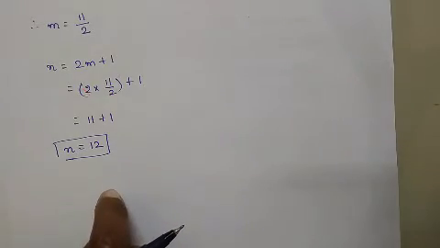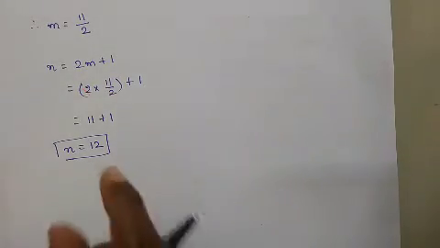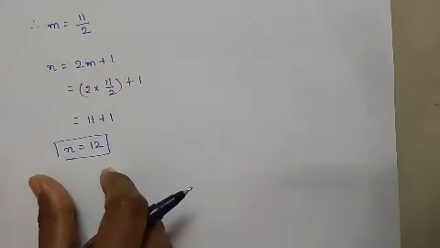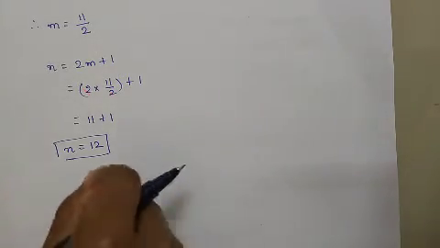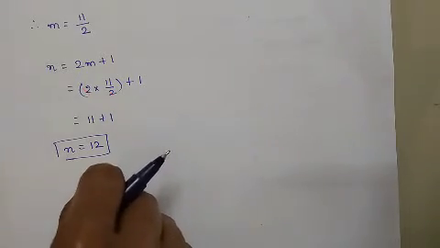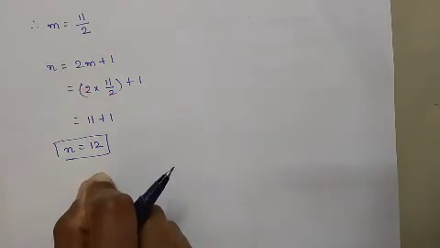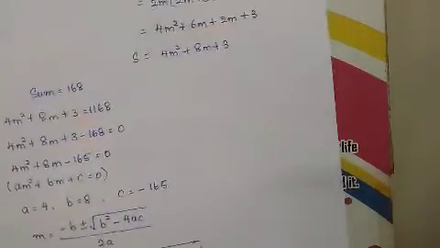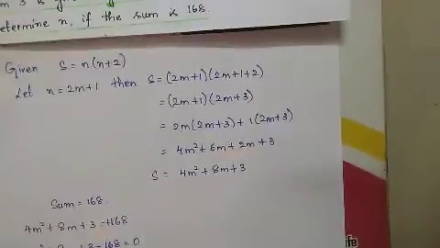You can verify this answer by taking 12 odd numbers starting from 3, and if you sum them up, you are going to get 168, which means that we have to add 12 terms starting from 3 to get 168 as the sum. So now let us have a relook at the problem.